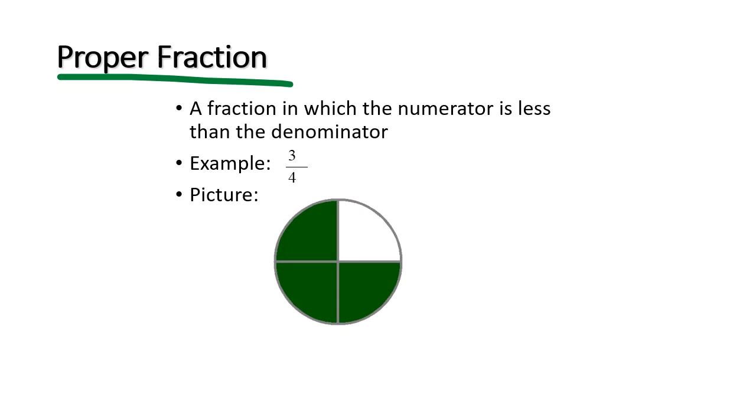Remember, the denominator tells us how many parts the whole is cut into. So here we are cutting the whole into 4 parts. 1, 2, 3, 4, right? And we are counting 3 of those 4 parts. So that is what the numerator is telling us. We're counting 3 of those 4 parts. So this green shaded area represents 3/4 of the whole. And so this is what the fraction 3/4 would look like. Okay, and that's a proper fraction.